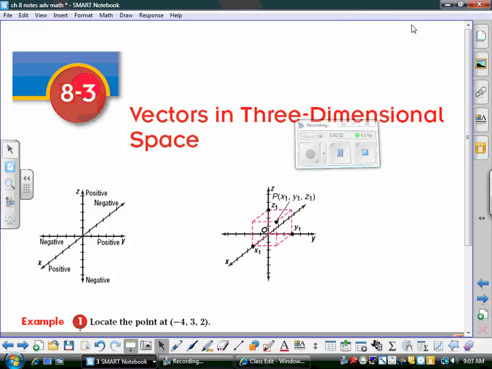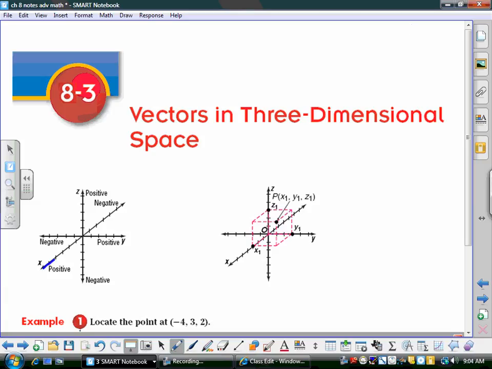Section 8.3 is pretty much the same as Section 8.2, but instead of vectors in 2D, we're going to think about vectors in 3D. I am not going to make you draw a vector or draw anything in 3D, but I do want to show you what a three-dimensional plane looks like.